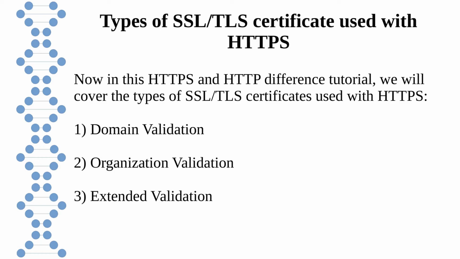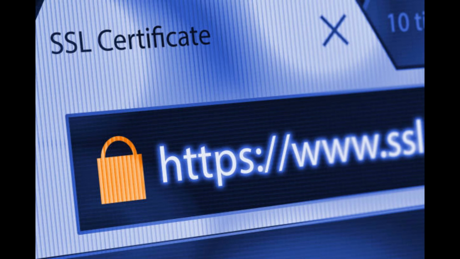Now, in this HTTPS and HTTP difference tutorial, we will cover the types of SSL or TLS certificates used with HTTPS. Number 1, domain validation. Number 2, organization validation. And number 3, extended validation. Number 1, domain validation. Domain validation validates that the person who applies for a certificate is an owner of the domain name. This type of validation generally takes a few minutes up to a few hours.